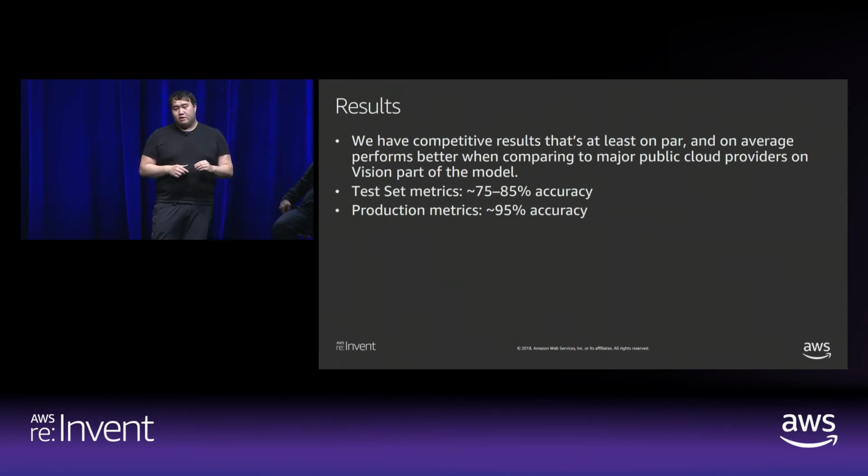And also for the test set metrics, the reason it varies is it depends on what field you're looking for, because we're looking at end-to-end metrics, not just specifically the vision part, but also NLP. So depending on field, we're looking at 75 to 85%.